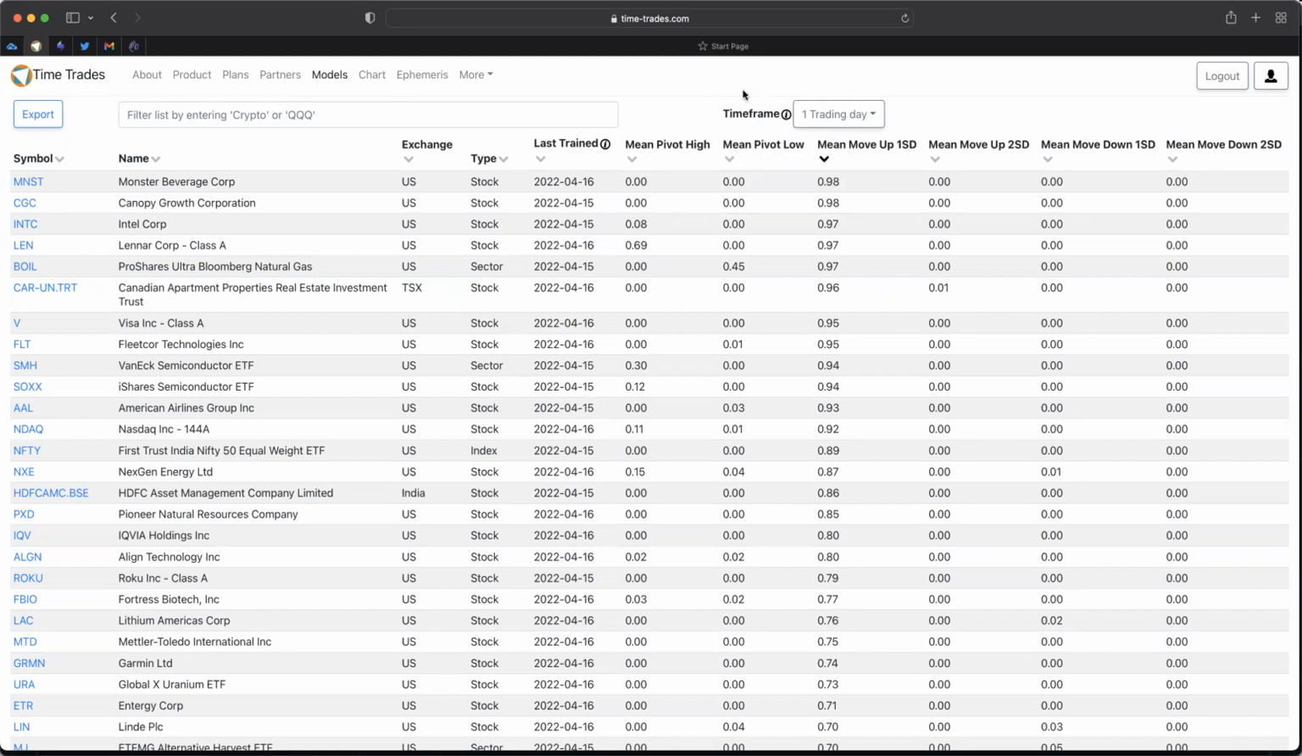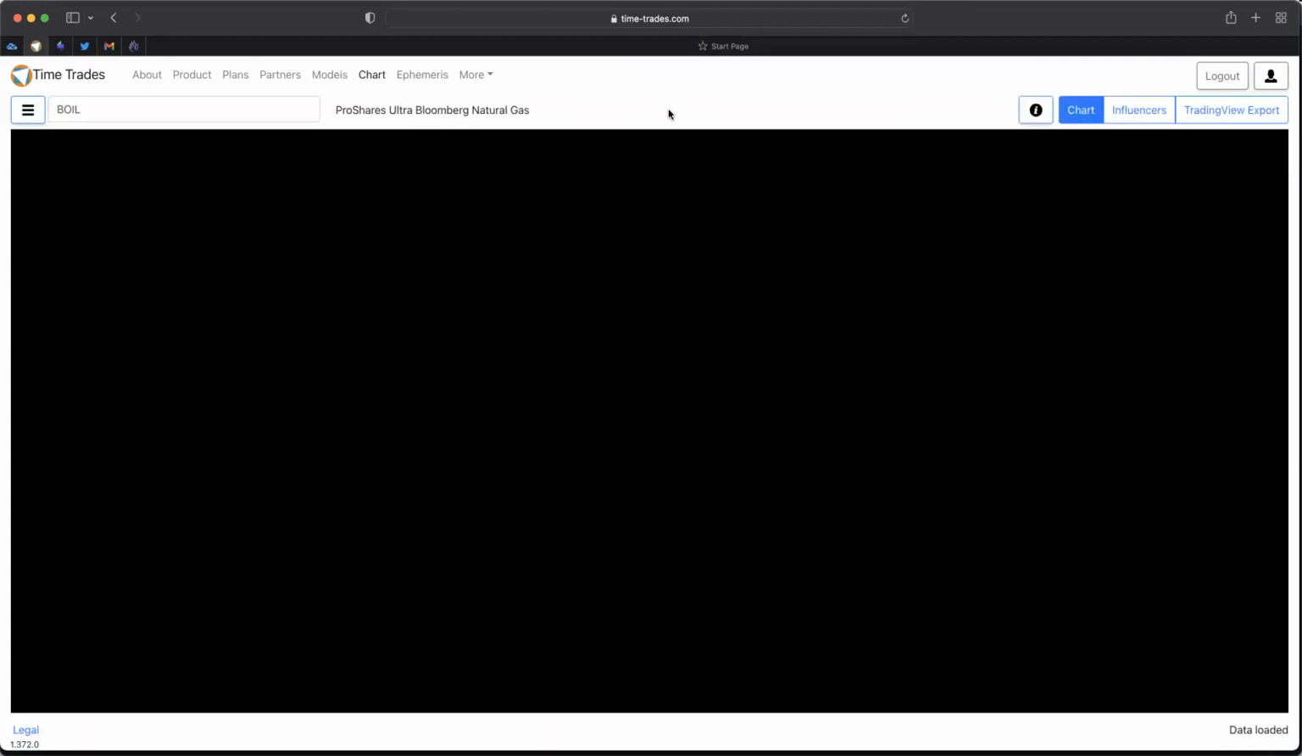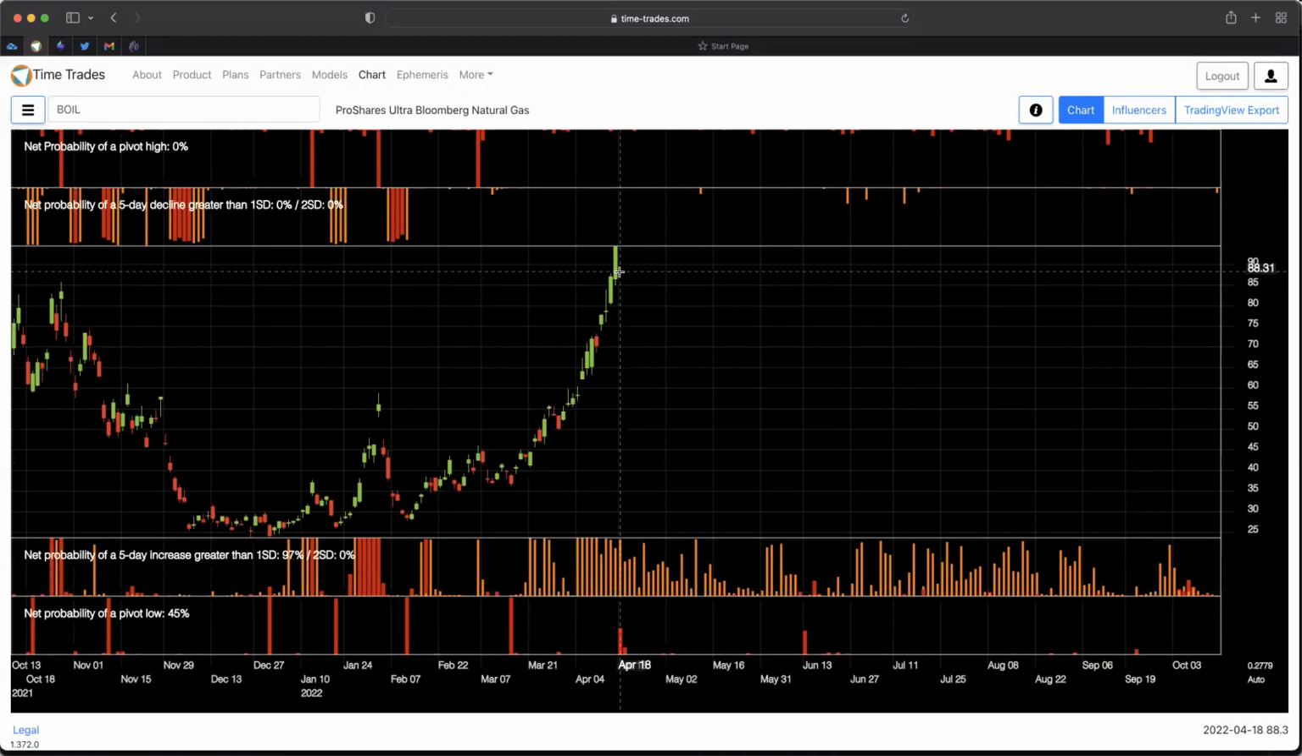So the change is we've added this new time frame selector, so you can choose the time frame that you want to see into the future. And if you're a longer term trader, maybe you want to go with 15 trading days. And now you can see the average or mean move up 1 standard deviation over the next 15 trading days. And you can see the number one name here is BOIL, which is a 3 times ETF on natural gas, which is, of course, going to the moon right now.